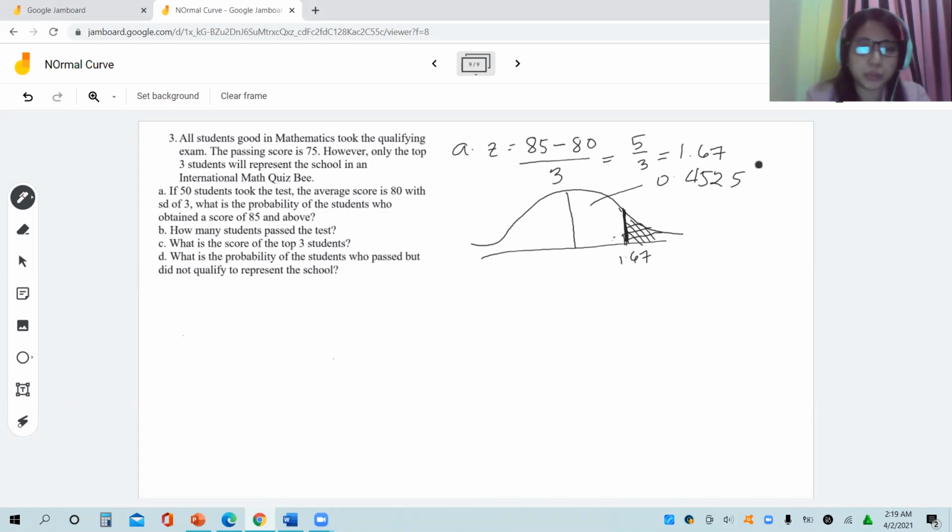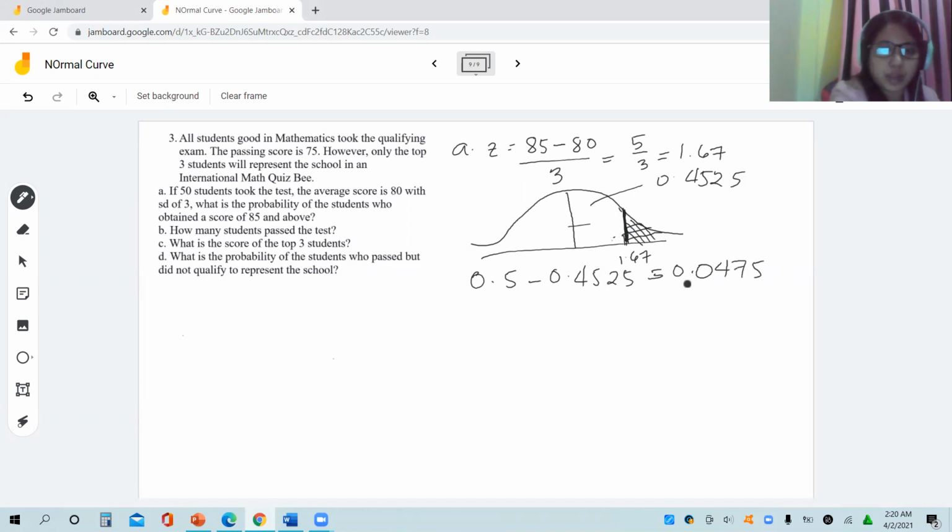What will we do to get the shaded region? Again, we know that half of the curve is equal to 0.5. So what we will do is deduct 0.5 less 0.4525, which is 0.0475. So what is the probability converted into percent?